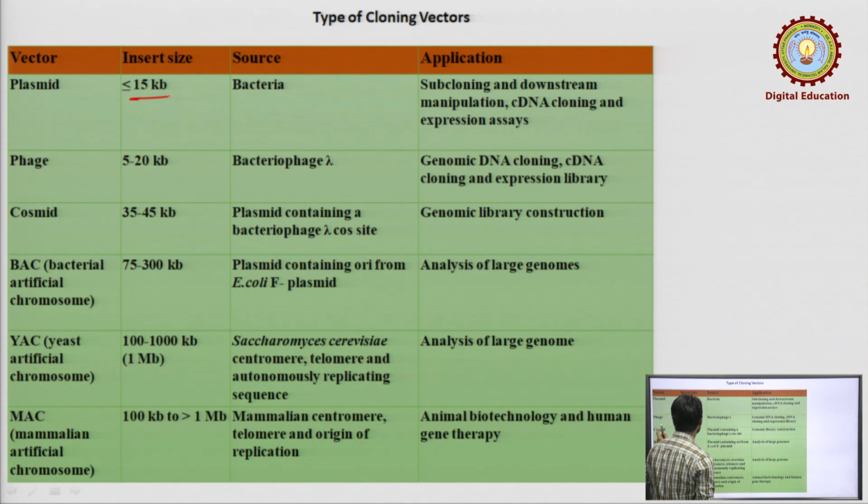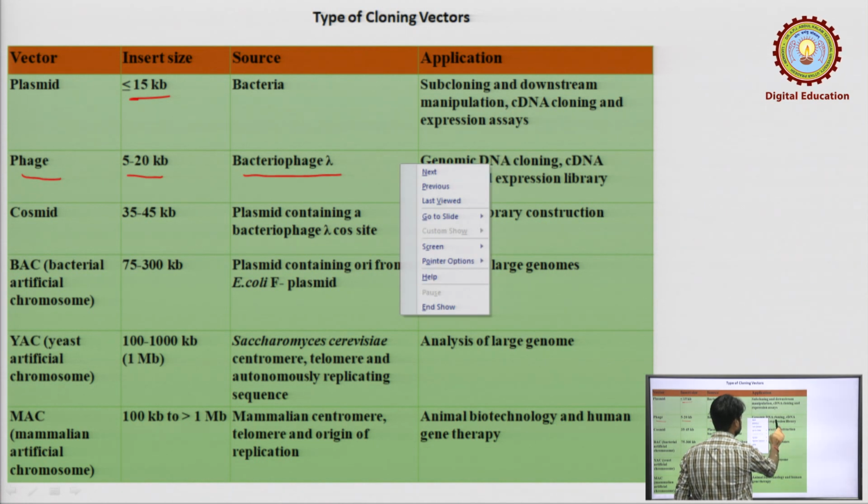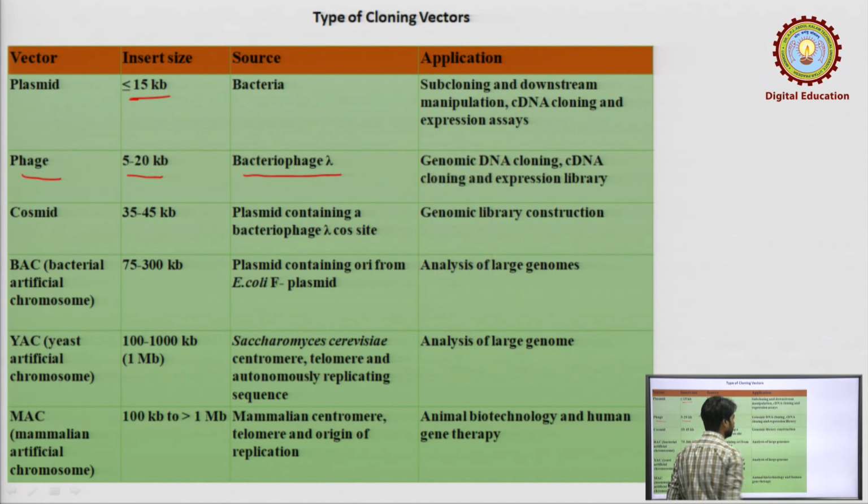The next is the phage. What are phages? Phages are viruses, as we know, which can infect bacteria. Here we have a bacteriophage, and we can insert a gene of interest of a size of 5 to 20 kb. It is used for preparing a genomic DNA library, then a complementary DNA library and an expression library.